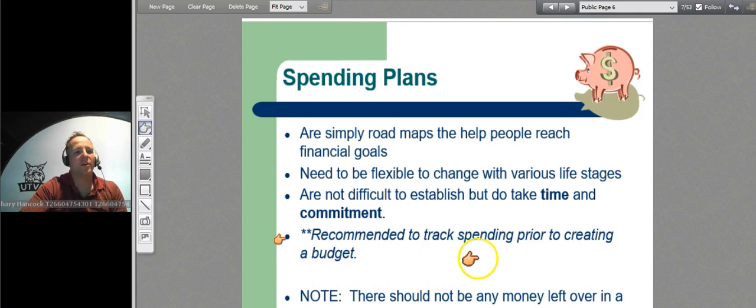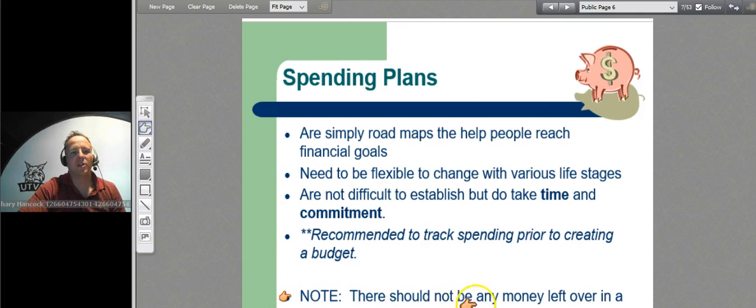Okay, there's a recommended track for spending prior to creating a budget. Okay, so you want to see what you're spending things on, and that's why we've listed what's essential and what's not essential in some of our things.